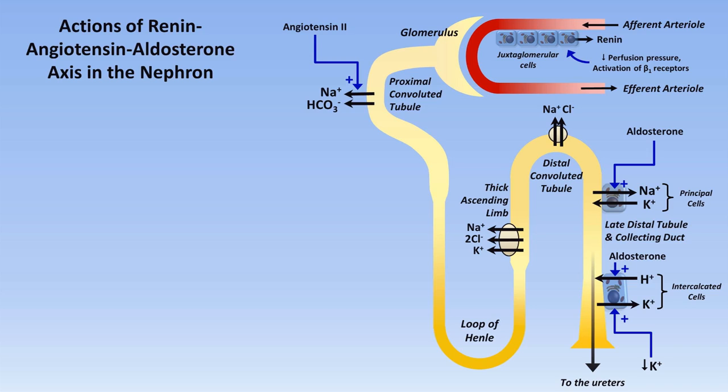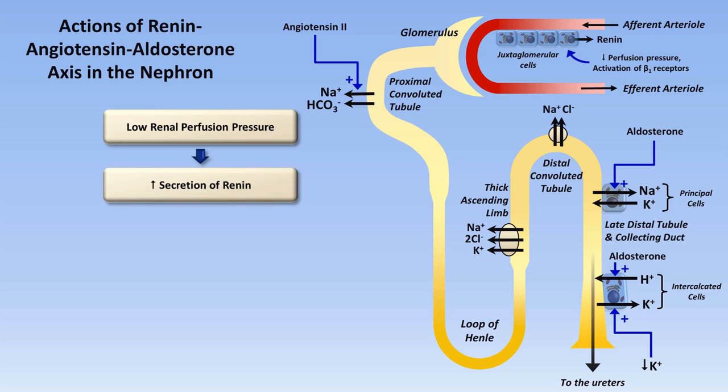The most obvious and important consequence of the system occurs in patients who are hypotensive due to hypovolemia or severe infection. The decreased renal perfusion leads to secretion of renin.